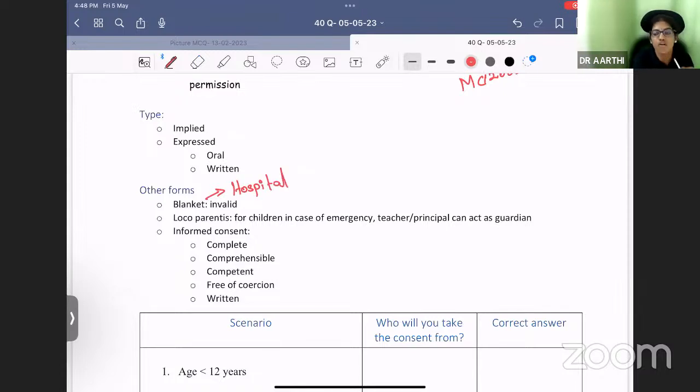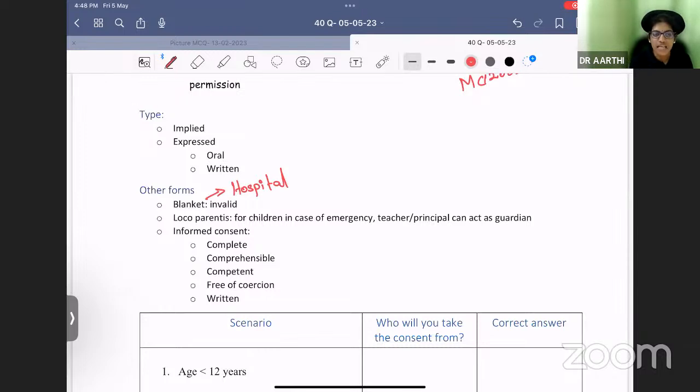the consent is taken for everything. You might fall down, we might have to do dialysis, we might use the ventilator, we might have to do this, everything. That is considered invalid. No, the consent should be continuous. Loco parentis is when the parents are not there in an emergency condition, teachers or principals can act as a guardian, right? So that is called loco parentis.